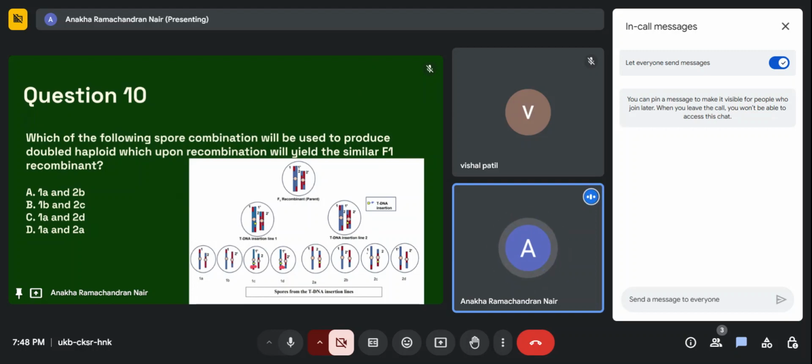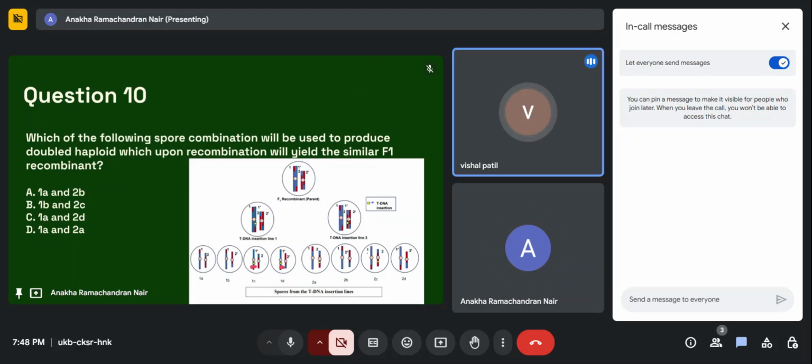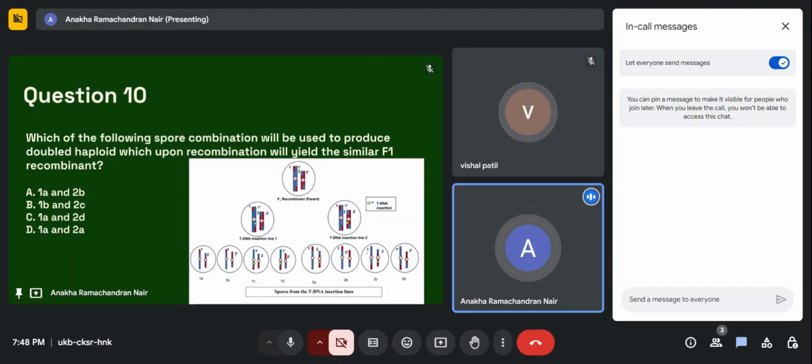Are you able to see the picture clearly? Yes. So since you don't want the tDNA insertion in the parental line, you will reject these wherever you have the tDNA insertion in the spores. You will reject those. So you are left with one, two, three, and four options, right? So 1A, 1B, 2B, and 2D. So you have to find from them two such spores which upon recombination will give rise to this one itself, right?